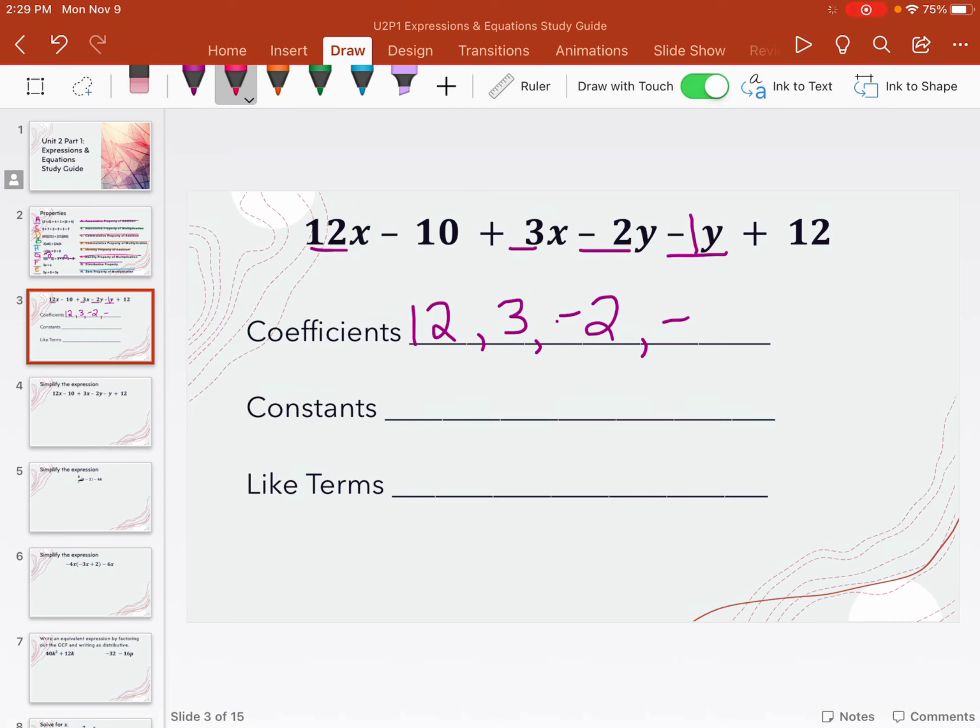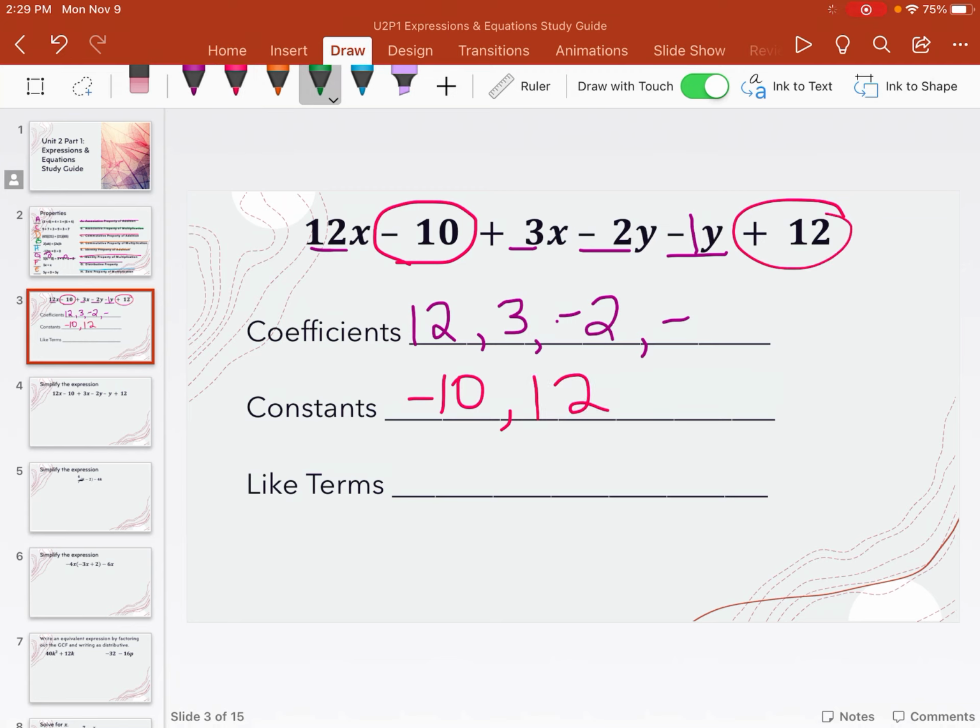Then our constants. Constants, remember, are the numbers that are by themselves. They do not have a variable. So this negative 10 and this positive 12. Then we've got our like terms. Remember, your like terms have to have the same last name, so same variable to the same exponent. So I've got 12x and 3x. Those two go together. We also have a negative 2y and negative y. Those go together. And remember that constants are also sets of like terms. So negative 10 and positive 12 go together as well.